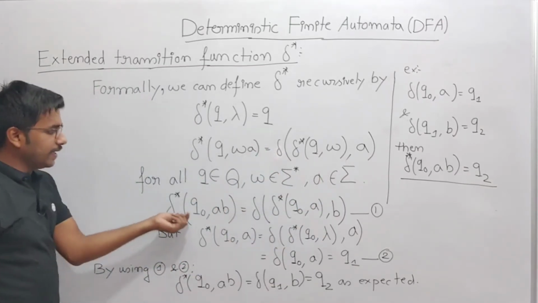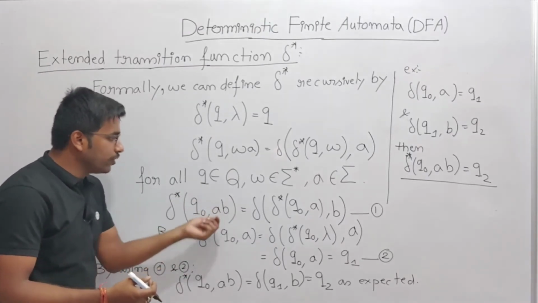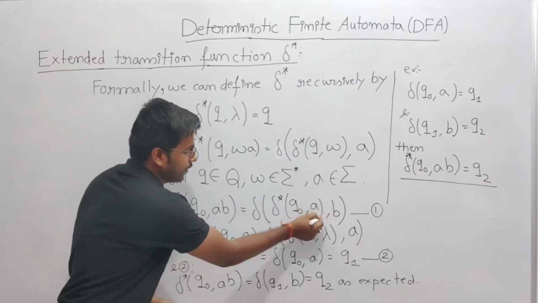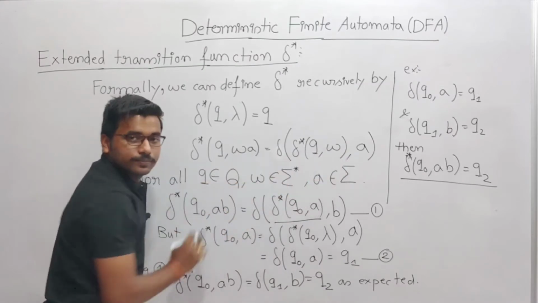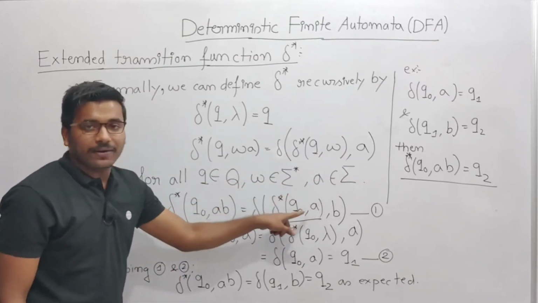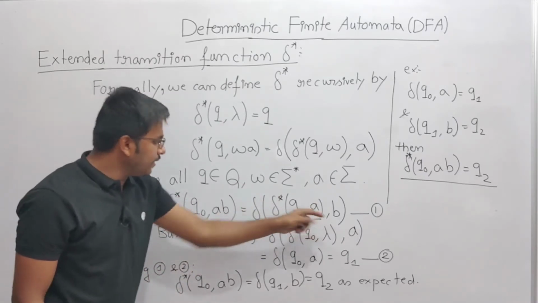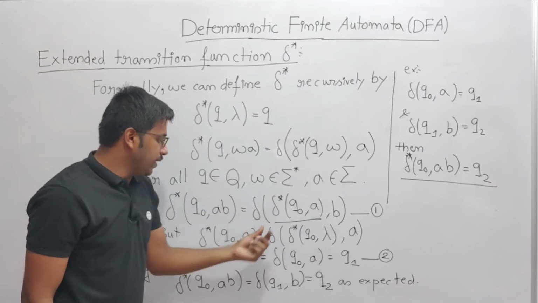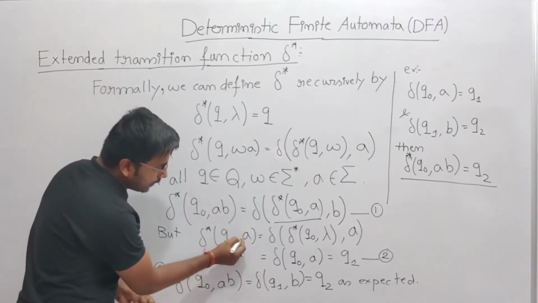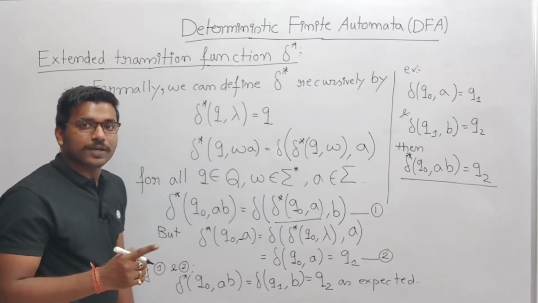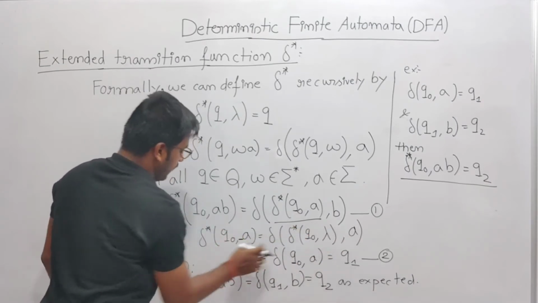Now see an example: delta star of Q0 AB. First I have to find the extended transition function of Q0A, delta star Q0A. Then, after reaching that state, I apply the input B. Now, delta star Q0A, how can we do it? Here nothing is there, so what I will do is assume it as epsilon, empty. So delta star Q0 epsilon, empty, now comma A.